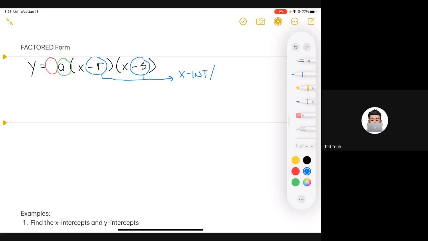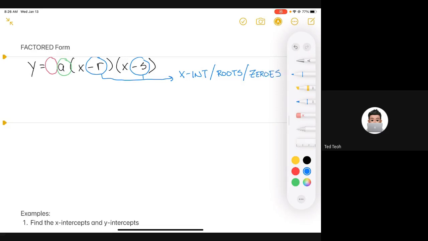All right, now they have different names for it. Sometimes they call it roots. So if you see on your test, it says find the roots, they're just asking you to find the X-intercepts. It's the same word. And they might also say the word zeros. Find the zeros, which is also the same thing.